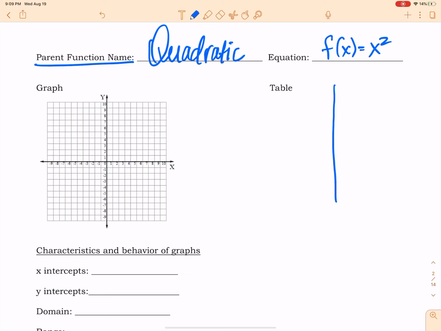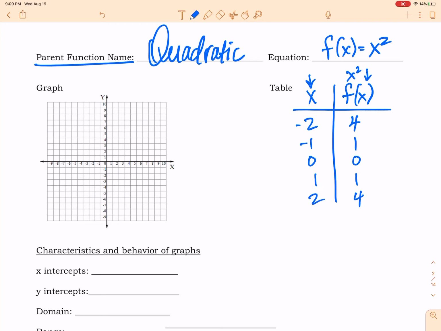If we were to make a table of values, remember how we do that. I choose a value for x and I substitute it in for f of x. So in other words, these are the x values right here, and these are going to be the x squared values right here. I'm just going to pick some things that we're very familiar with. Okay, so there's my table of values.